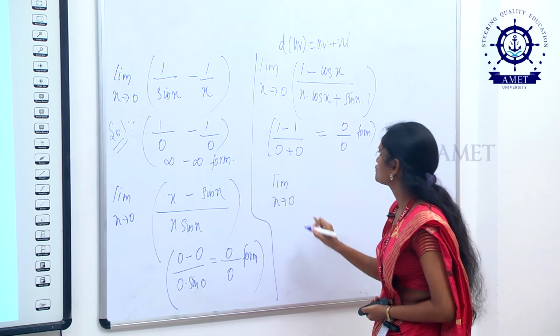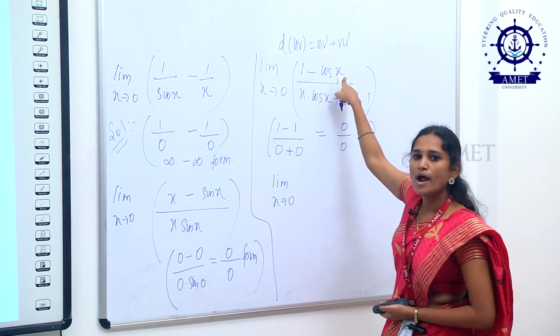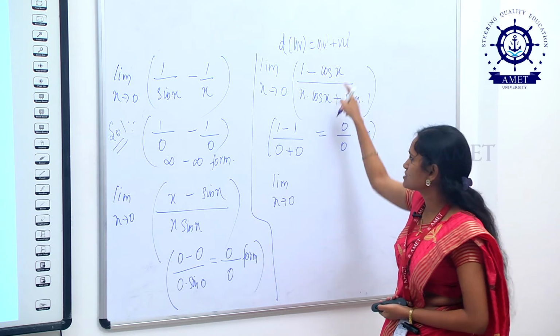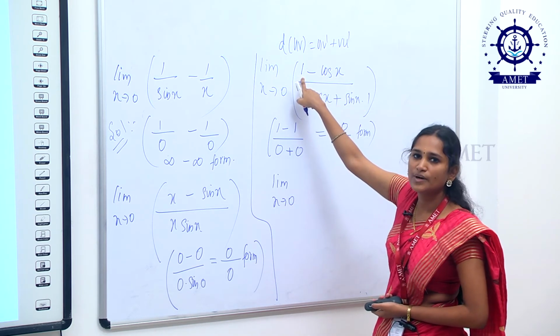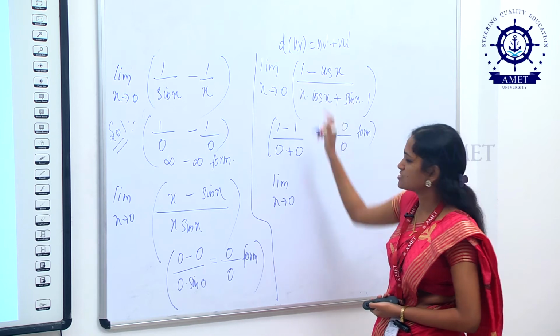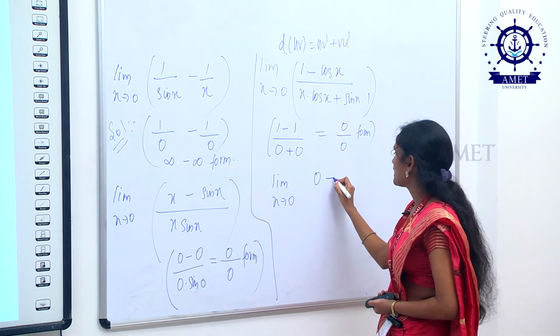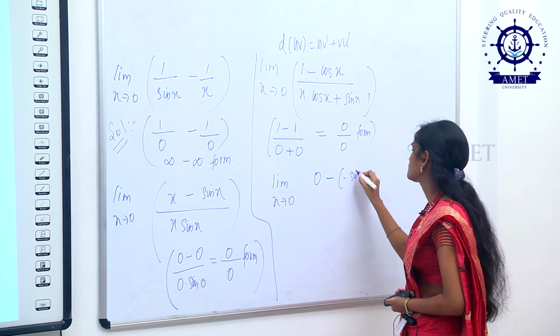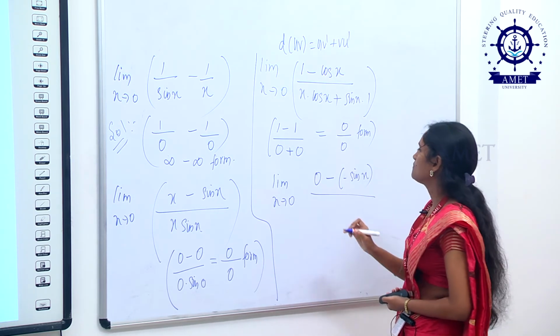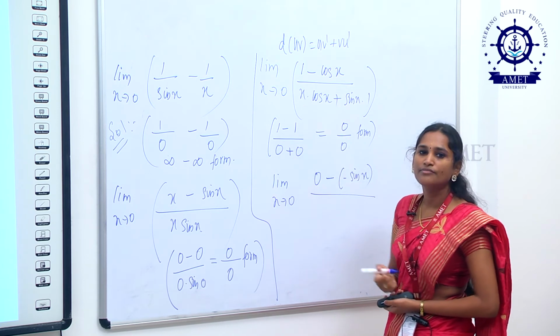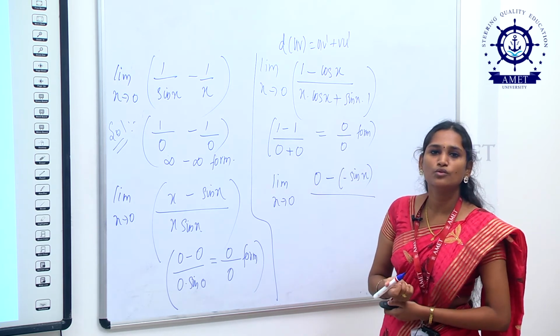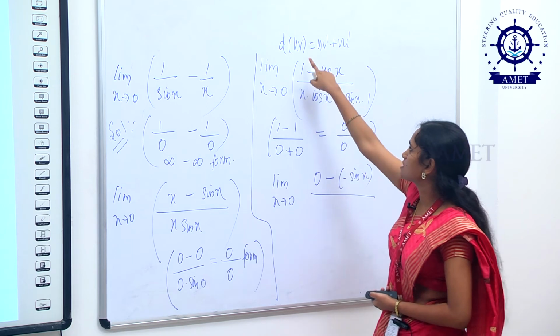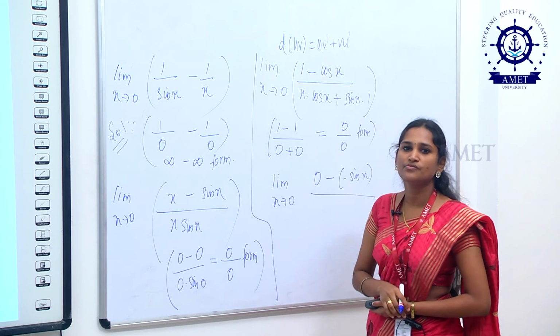Limit x tends to 0. The numerator 1 minus cos x, differentiate again. First, 1 is a constant term, so constant differentiation becomes 0, minus the differentiation of cos x, which is minus sin x. So minus of minus sin x, divided by, here it has a product of two functions. What is the differentiation formula? u v dash plus v u dash.